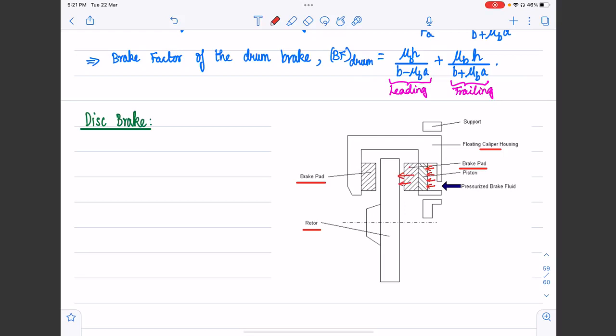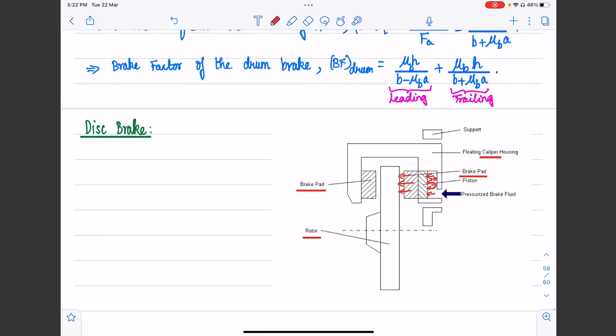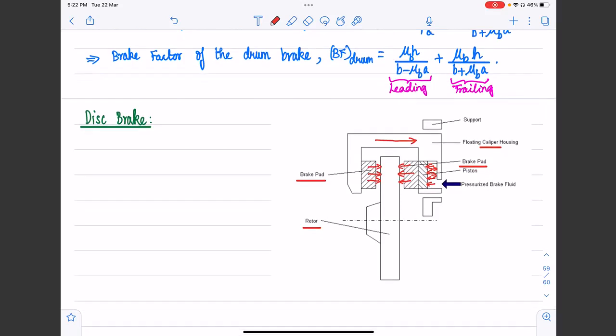Okay, so that is what is going to happen. At the same time, this pressure is going to act on the other side of the caliper, and consequently the entire caliper housing will slightly move to this side. And then what will happen is that this brake pad will come and clasp the rotor from the other end. So we can imagine the two brake pads clasping the rotating rotor from either end. Okay, so that is what is going to happen in the case of a disc brake.